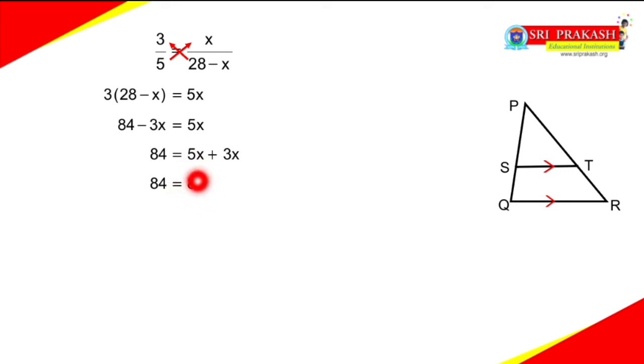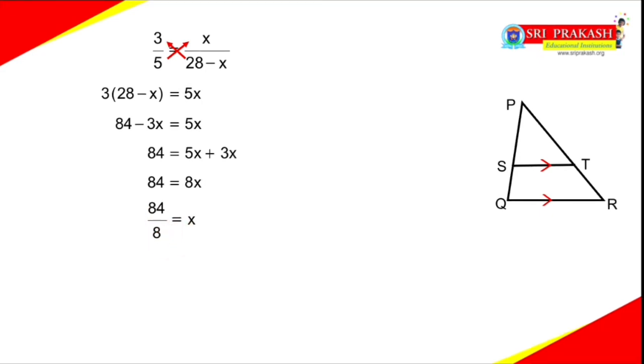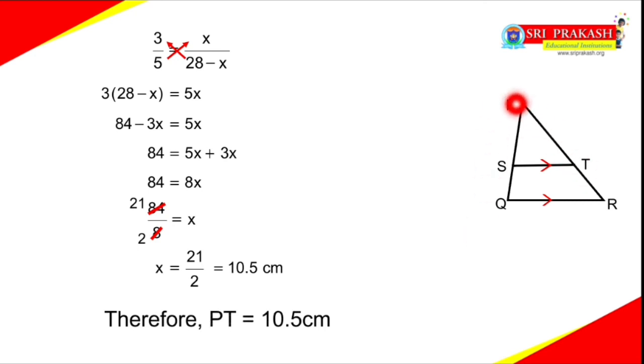Now let us shift 8 from RHS to LHS. Then we get 84 by 8 is equal to x. Children, now let us cancel 84 and 8 with 4 21 times and 2 times respectively. Then we get the value of x is equal to 21 by 2, which is equal to 10.5 centimeters. Therefore, the length of PT is equal to 10.5 centimeters.